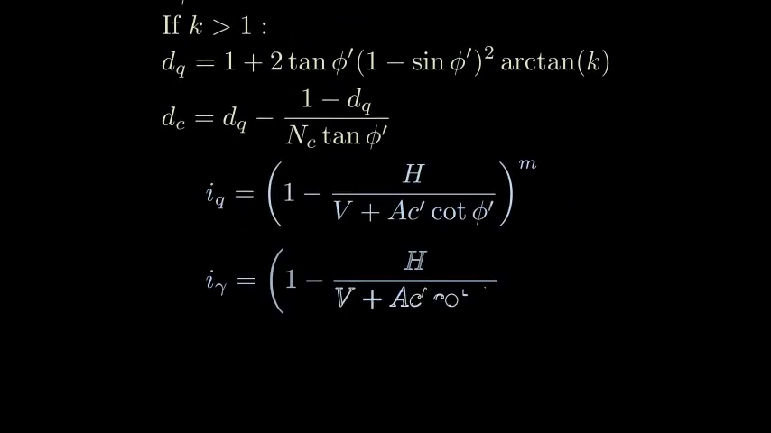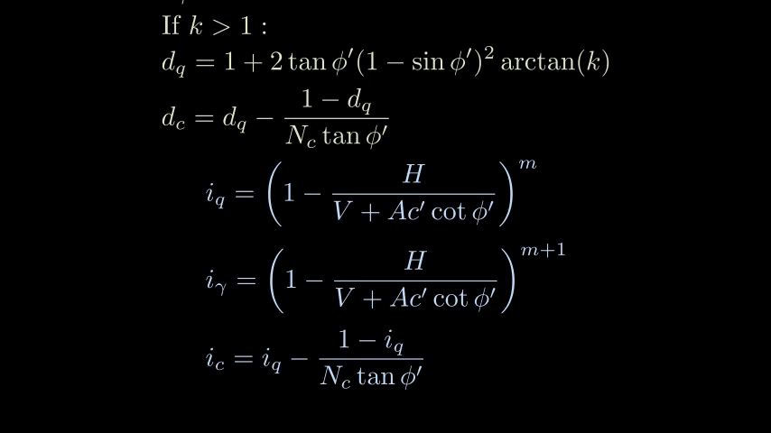A load applied off vertical reduces capacity. The reduction factors I sub Q and I sub gamma use the ratio of the horizontal load to the vertical load plus the cohesion term, raised to powers m and m plus 1 respectively. Then I sub C adjusts from I sub Q with a subtraction involving N sub C and cot phi prime.